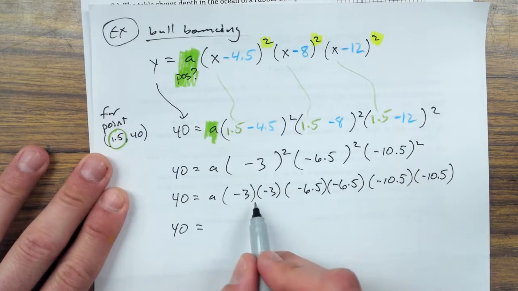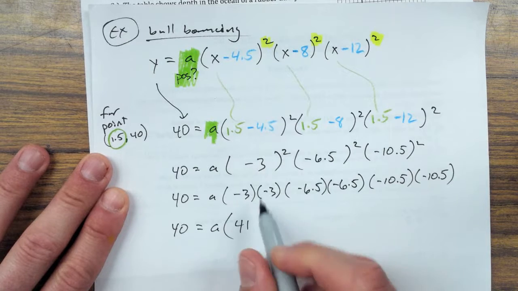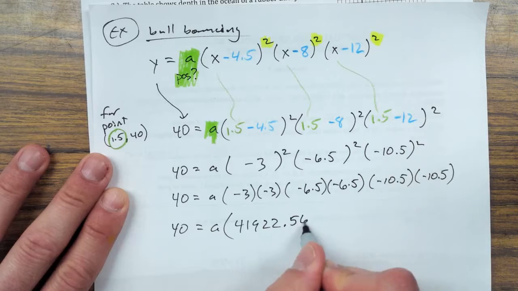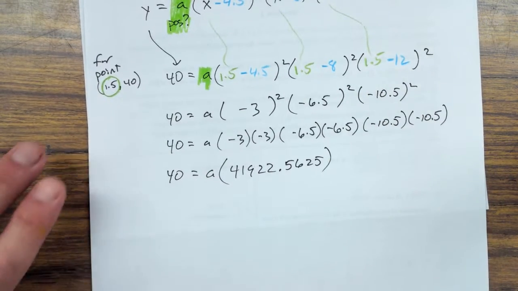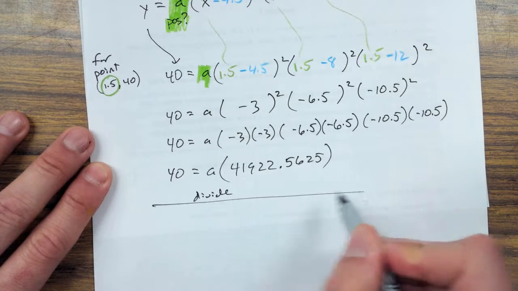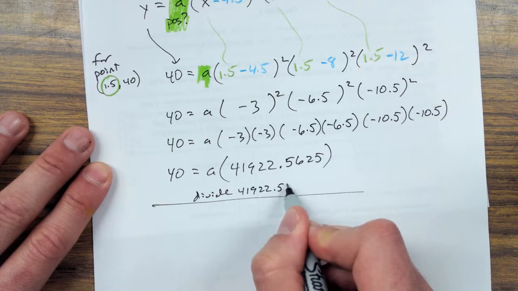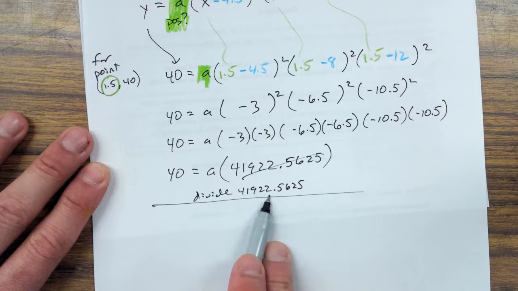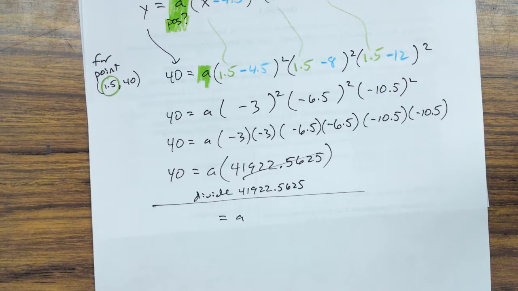And multiplying all those numbers together is going to give us 41,922.5625. Divide by this crazy parentheses, 41922.5625. That crosses that out. 40 divided by this is going to give us an extremely small number.